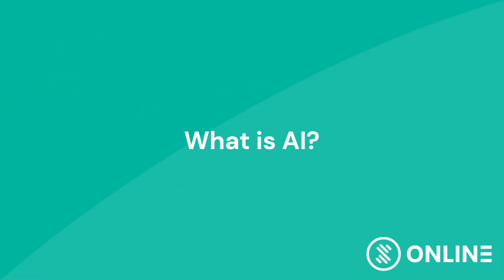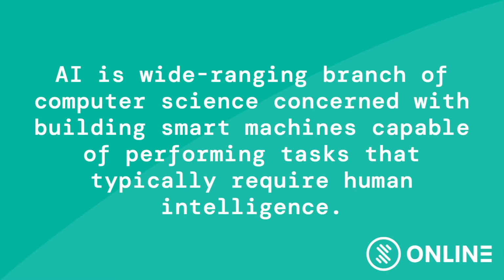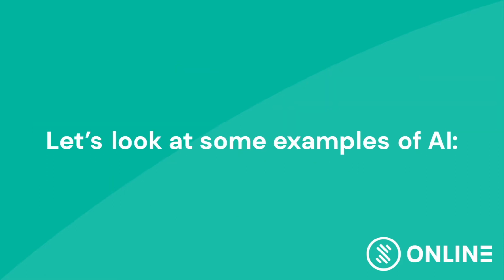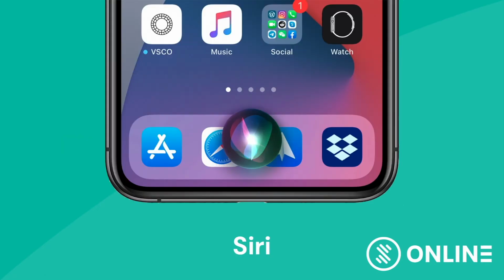So what is AI, or artificial intelligence? Artificial intelligence is a wide-ranging branch of computer science concerned with building smart machines capable of performing tasks that typically require human intelligence. And so let's look at some examples of what AI is, right? We have Siri. Siri is considered AI. Siri is basically a voice assistant that helps you go through apps, find information, text, call, do a lot of different things.